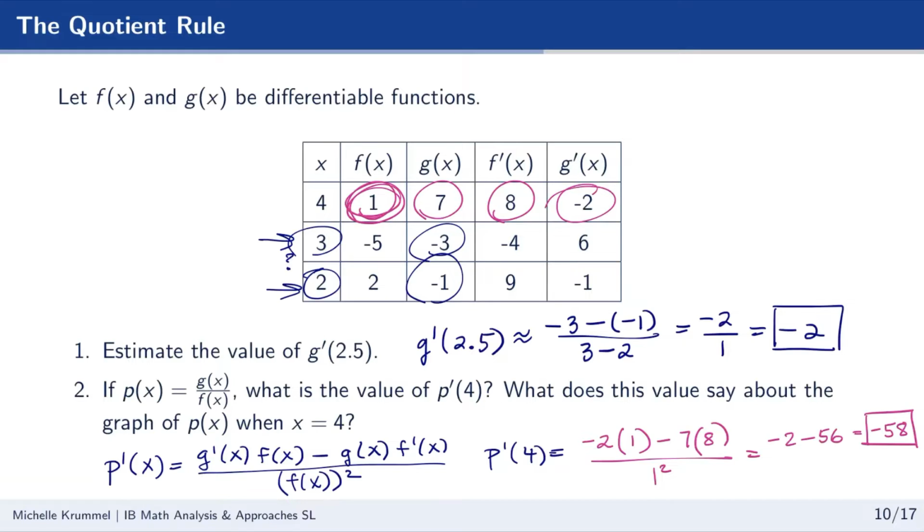What does this value say about the graph of p when x equals 4? Well, if the derivative of p is negative at this value of x, then p is decreasing at this value of x. P is decreasing at x equals 4, since p prime of 4 is less than 0.